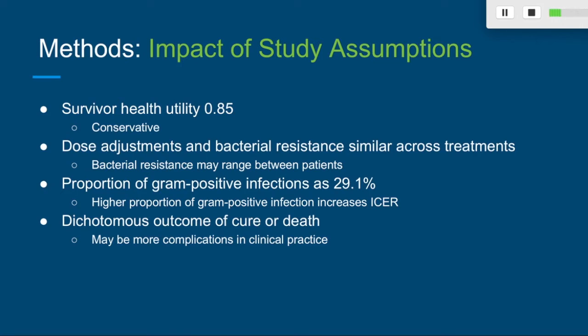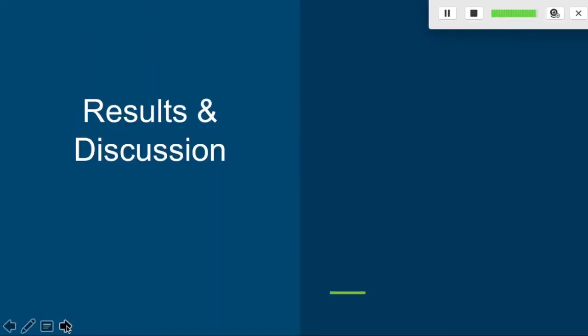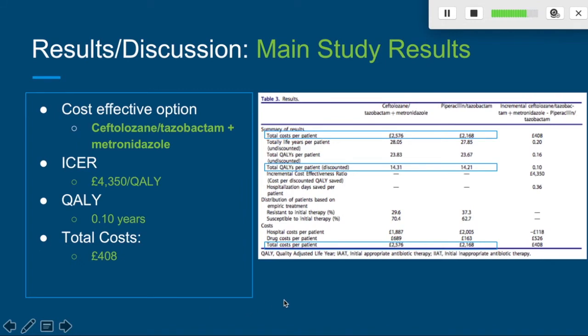However, after looking at this further, we also recognize that this is just a Monte Carlo simulation study, and the exact clinical outcomes of each patient is unknown, so it's appropriate for the author to assume an all or nothing outcome. As Margaret mentioned, the main outcome was to determine which treatment option was the cost-effective option. It turned out that ceftolozane was the most cost-effective option.